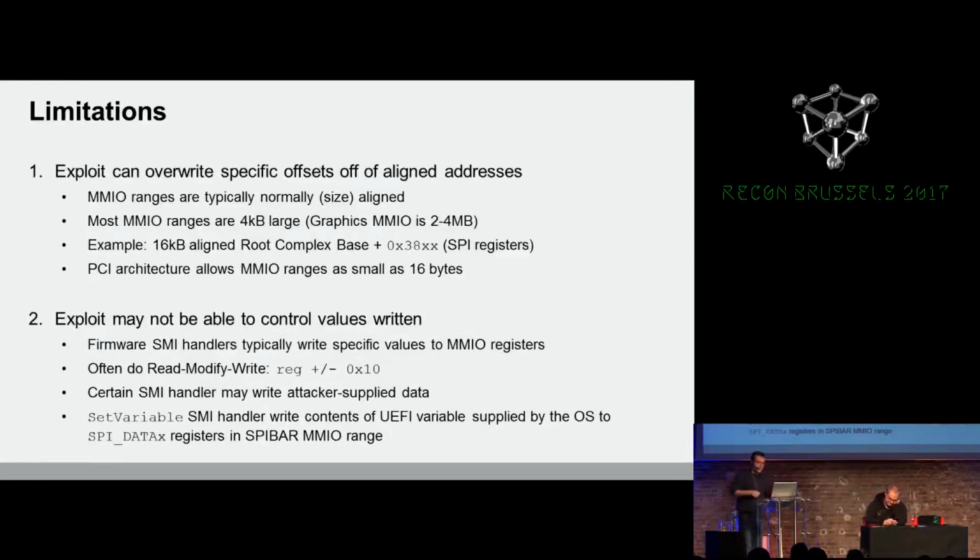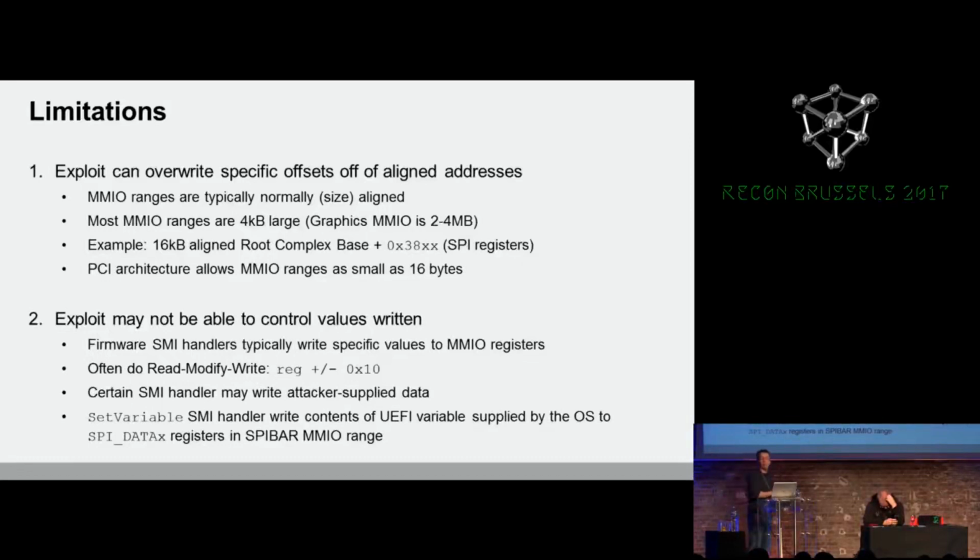The bars, like Alex mentioned, most of the bars are self-aligned or size-aligned. So if you have a 4 kilobyte large MMIO range, then it's aligned on a 4 kilobyte boundary. This is not a requirement. Most of the platforms do that. But architecturally, the PCI architecture defined that the bars might be as small as 16 bytes and aligned at 16 bytes. So there might be MMIO ranges that are as small as 16 bytes, and you pretty much have a fine granularity of the address that you control.